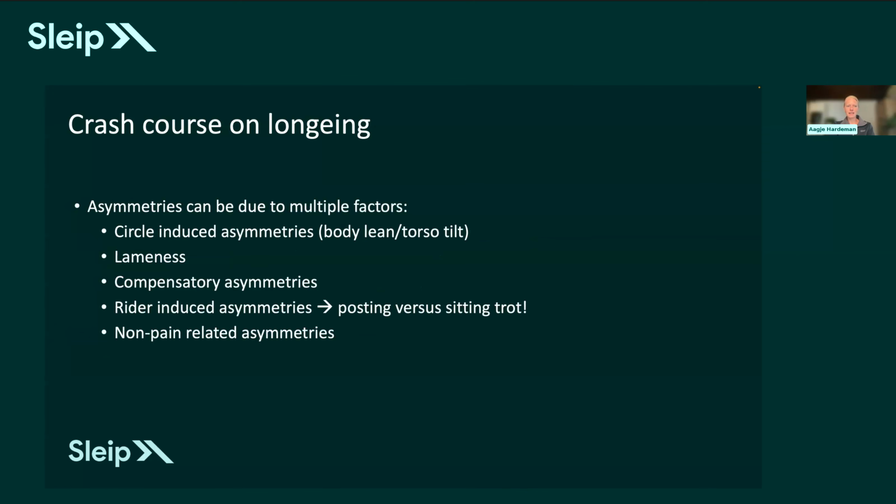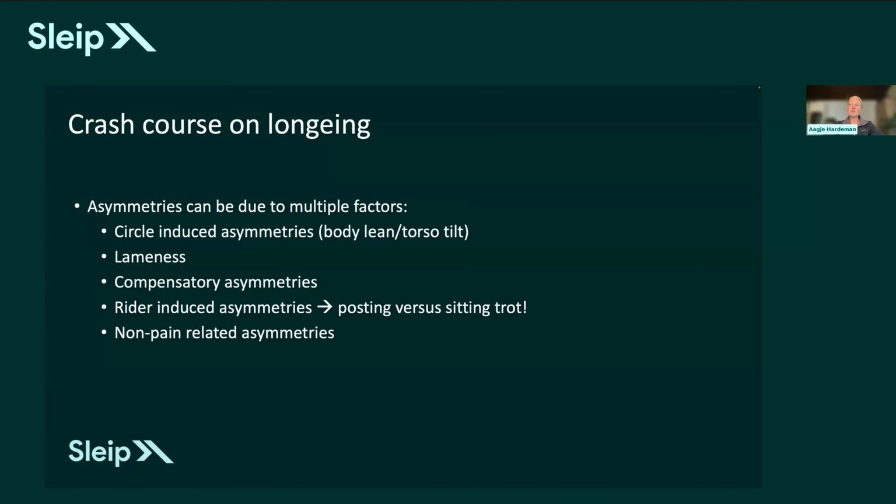These asymmetries, like I said, we just saw something on the circle-induced asymmetries, which is due to body lean or torso tilt. But on the circle, you can also see asymmetries, of course, due to lameness, or compensatory asymmetries, or asymmetries due to the rider. We know from research that the rider has a big influence there, and that there's a huge difference between posting versus sitting trot. And then we also can have asymmetries that are not related to pain. So a lot of stuff is going on, and especially on the circle.